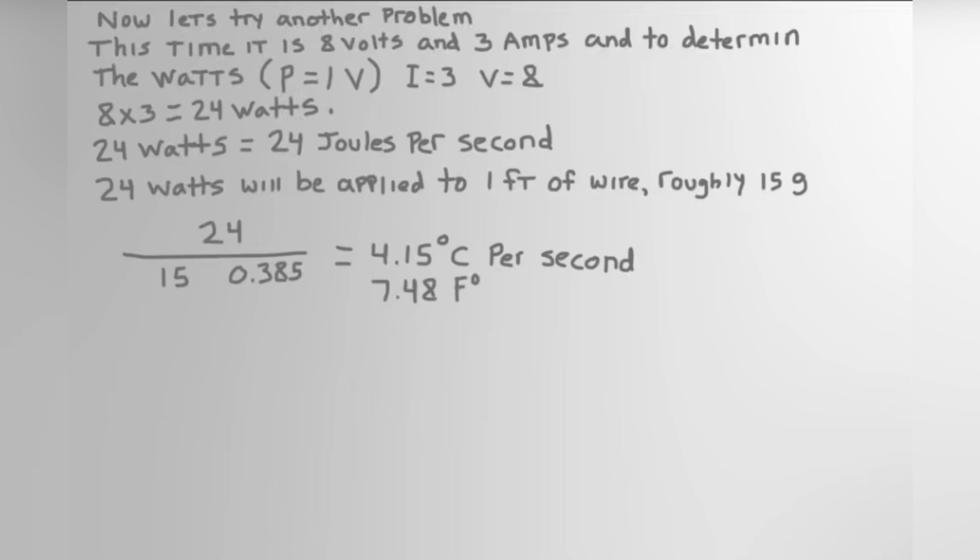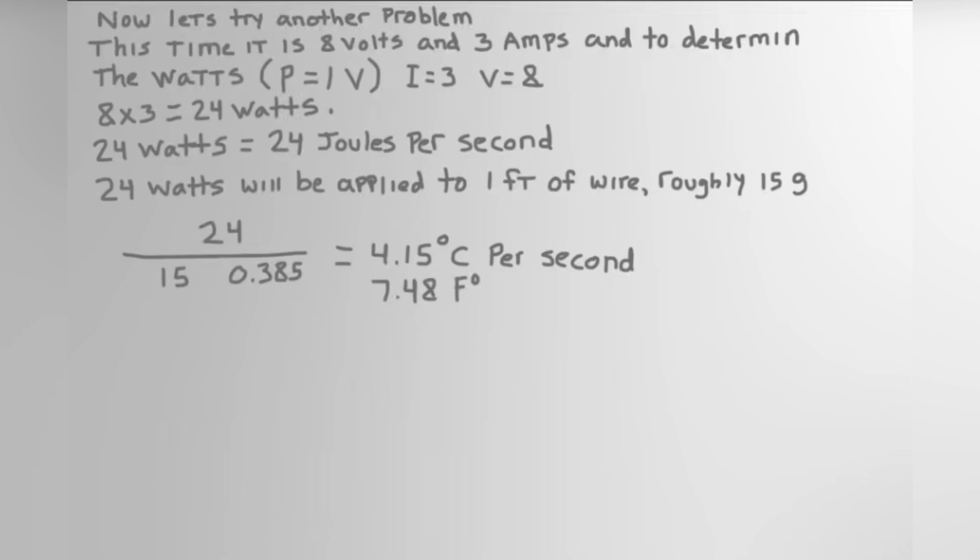Here's another problem. This time it's 8 volts and 3 amps to determine the amount of power, or watts. So 8 times 3 equals 24 watts, which equals 24 joules per second. It'll be applied to 1 foot of copper wire, which is roughly 15 grams, give or take, but we decided to go with 15. So 24 watts divided by 15, divided by the heat capacity of copper, 0.385, gives you 4.15 degrees Celsius per second, or 7.48 degrees Fahrenheit per second.